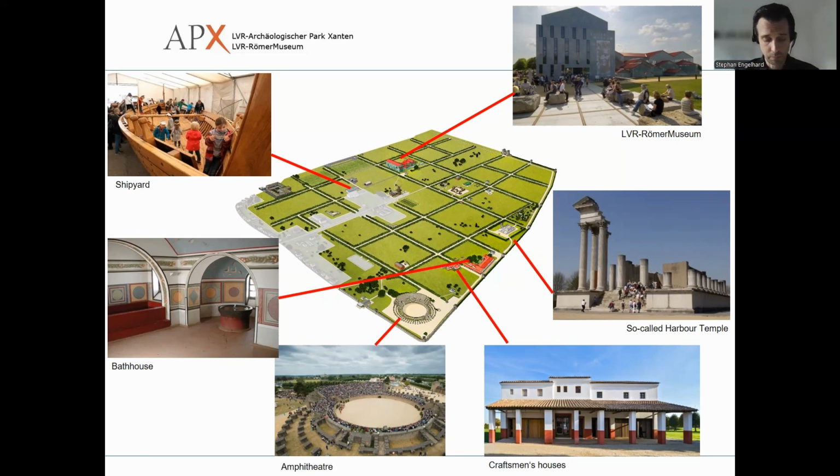The Roman Museum in the Archaeological Park was opened in 2008, and the exhibition tells the history of the Xanten area starting from the pre-Roman Iron Age and the Roman conquest to the foundation of the Colonia and the late antiquity period.